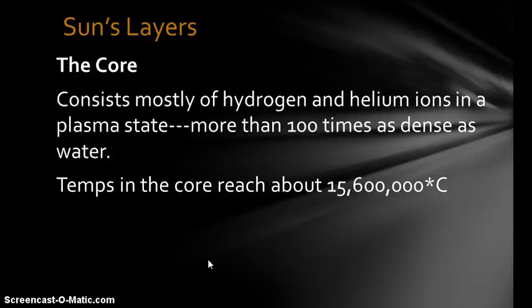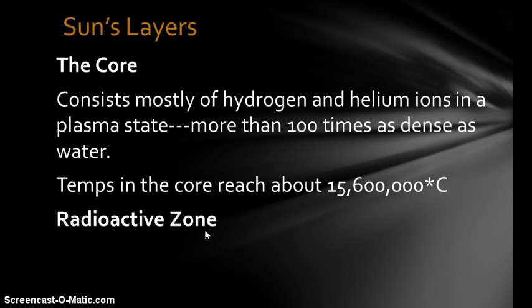It's the hottest place in the solar system at around 15 million degrees Celsius. And that is, again, a measure of how energetic those particles are. They're moving around very, very fast. So when they collide at those extremely high speeds, they actually can stick together, and that's why we can have fusion happen in the core of the sun.